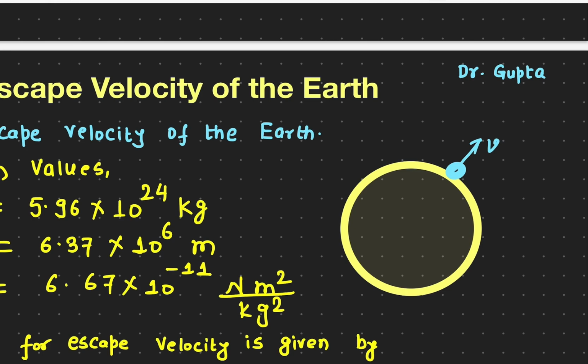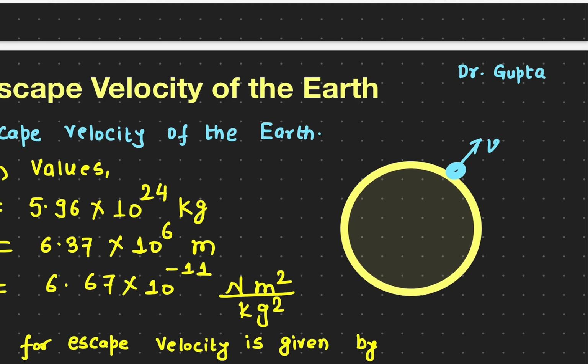So the escape velocity is the velocity at which, if the object is thrown, it will never return back to the Earth's surface. And remember one point here: the object can never go out of the gravitational field of the Earth, because the gravitational field of the Earth extends to infinity.